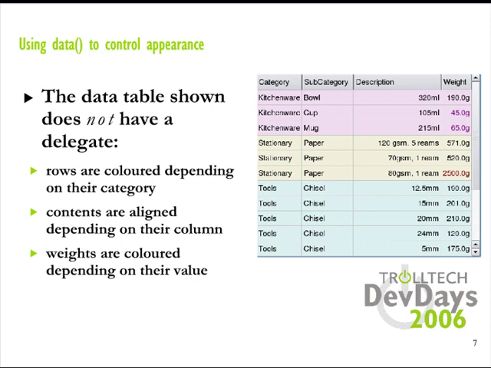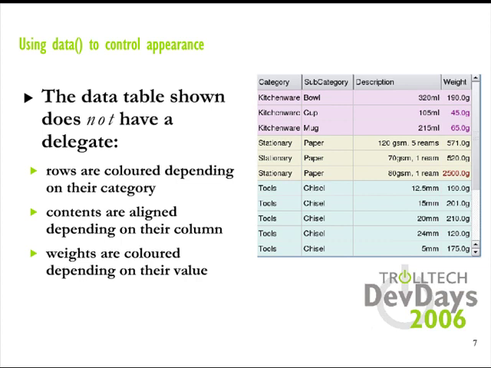Now here, I haven't created a custom delegate, and yet I've got, I don't know how well the colors show up for you, but each category is colored differently. So the kitchenware category has, I think it's a sort of purple background color, whereas the stationery is yellow and the tools are some sort of pale blue. Okay?